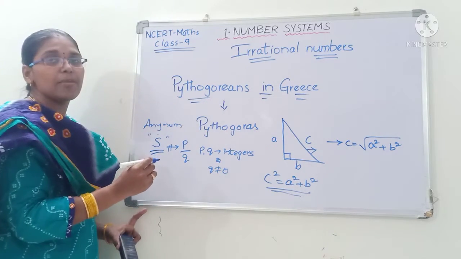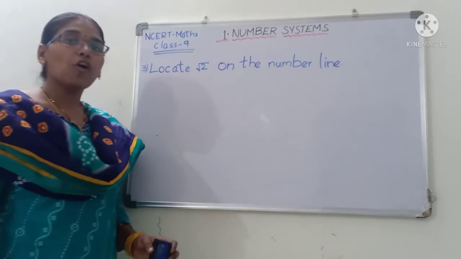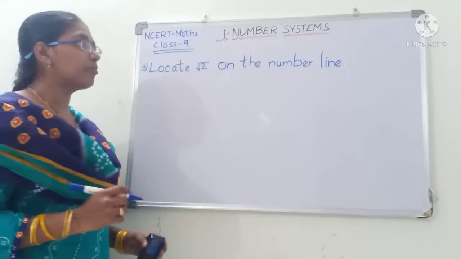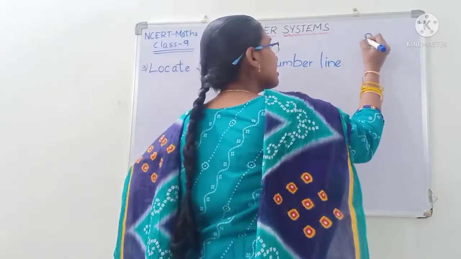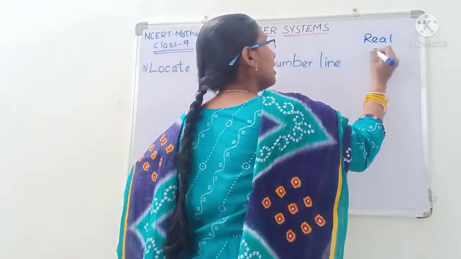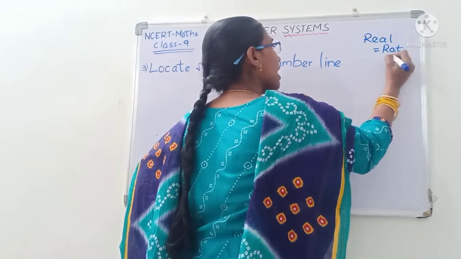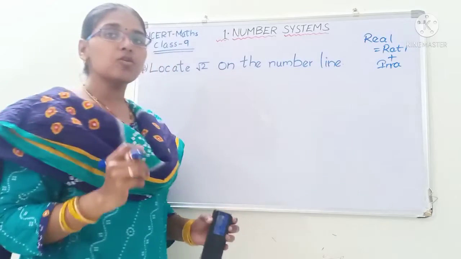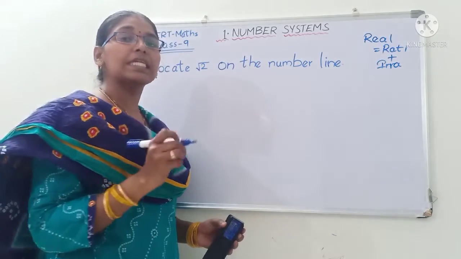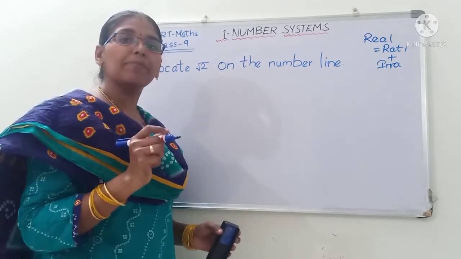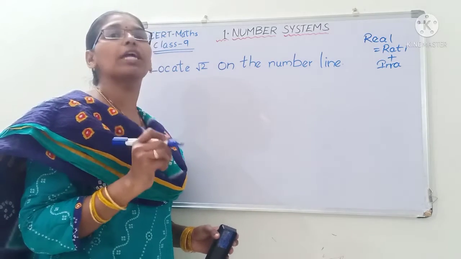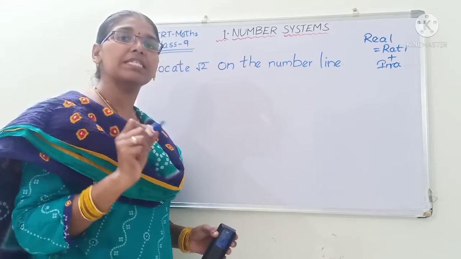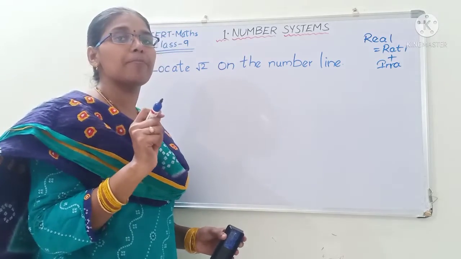Children, we all understood that real numbers means rational numbers and irrational numbers. You all know that, right? Real numbers are nothing but rational numbers and irrational numbers. Okay, children. Now, you also know that every real number can be represented by a unique point on the number line. That is what? Every real number can be represented by a unique point on the number line.